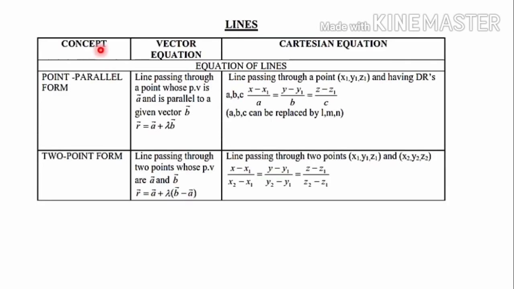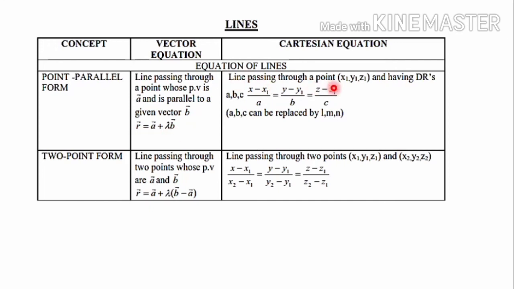Next we shall bring all the formulas of lines in a plane under one frame. First one is concept, next vector equation and Cartesian equation. Two types we have studied, vector equation and Cartesian equation. First one, point parallel form, meaning a line passing through a point whose position vector is vector A and is parallel to a given vector B, that is vector R = A + lambda B.